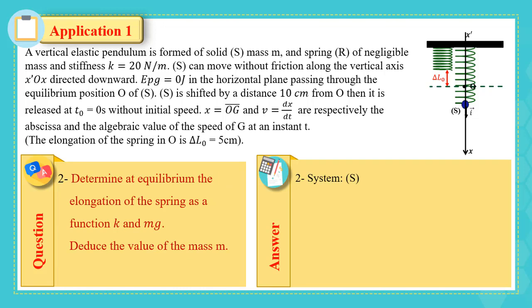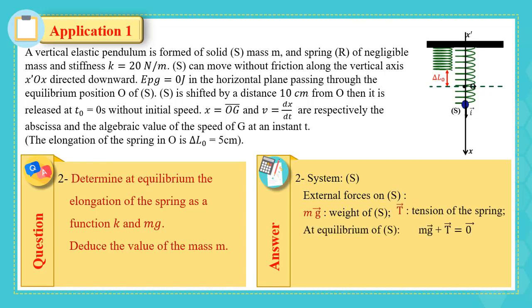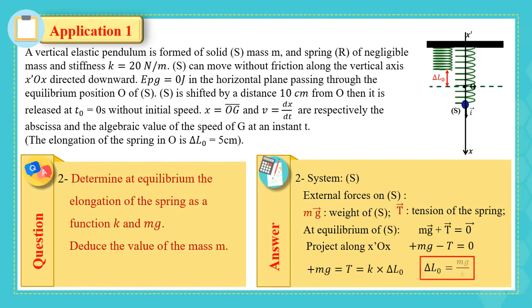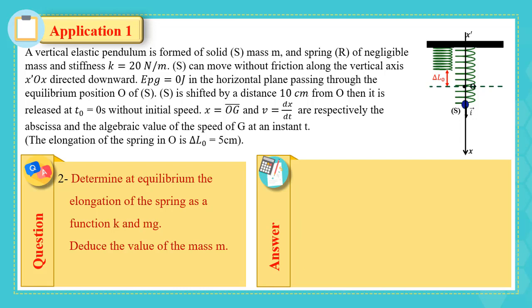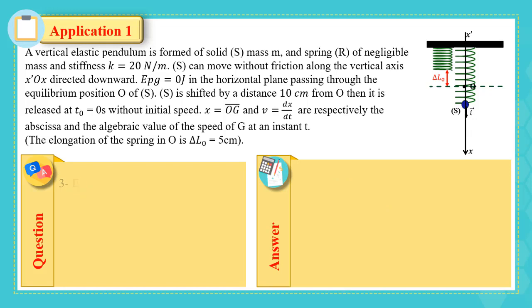Determine at equilibrium the elongation of the spring. Deduce the value of the mass m. So the same steps that we have mentioned in the video, starting with indicating the system, the forces. Then at equilibrium we have mg vector plus T vector equals 0 vector. After projecting along the x-axis, we have finally delta L0 equals mg over k. So we just replace delta L0, k, and g by their values, then the mass will be 0.1 kilograms. Establish the differential equation in x which governs the motion of S.